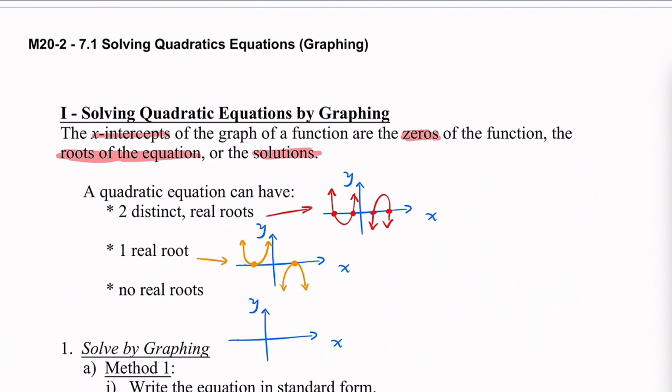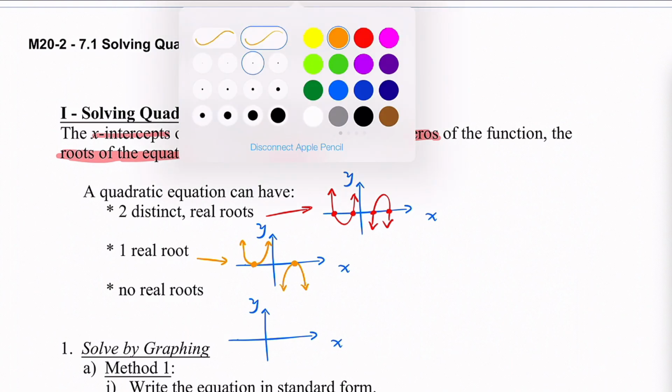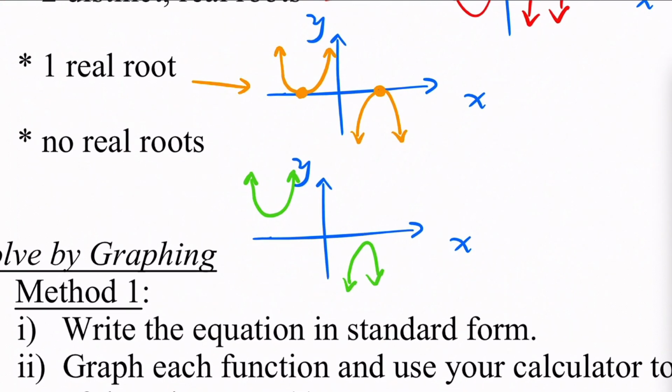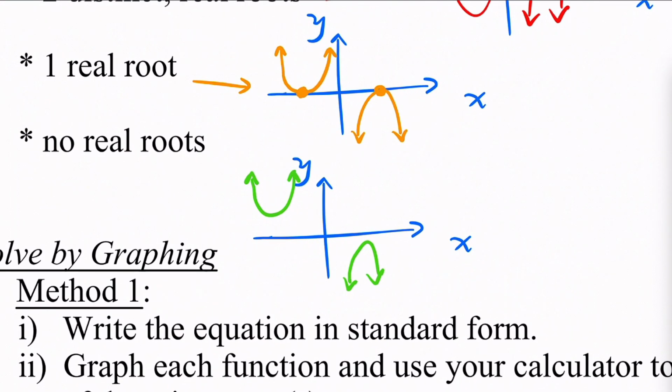Okay, and then the last one, to get no real roots, that means it can never touch the x-axis, so that's going to be something like this, or something like this. So in both of these graphs, it never crosses the x-axis once, so there are no real roots, or no solutions, or no x-intercepts, or no zeros.